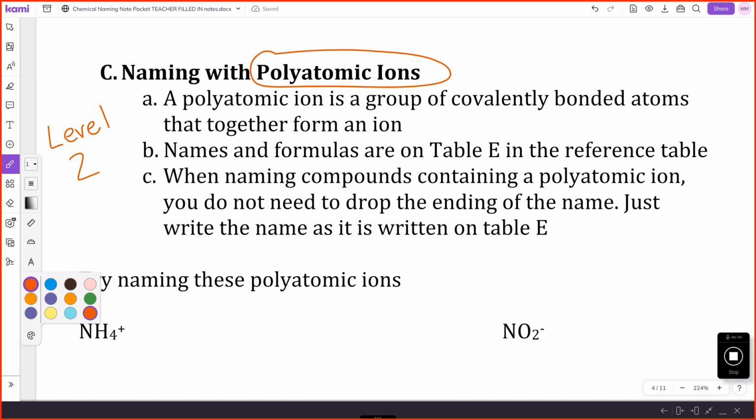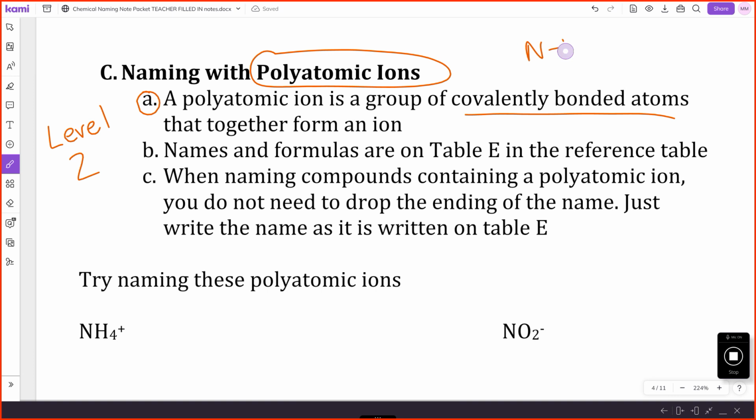So when we add a polyatomic ion into naming, there's a place in the reference table that we're going to look. So it makes this really easy. Even though it's the next step, it is still relatively simple. So a polyatomic ion is a group of covalently bonded atoms that together behave like an ion.